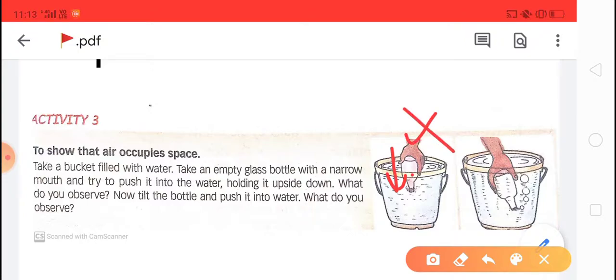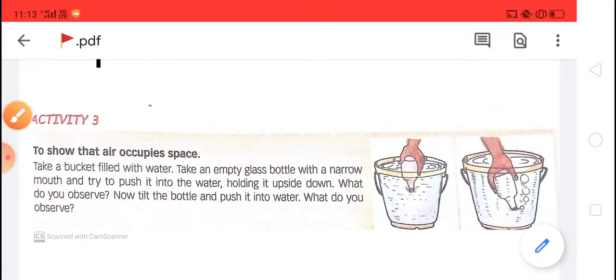Now what you have to do is tilt the bottle a little and push it into the water. What will you observe?